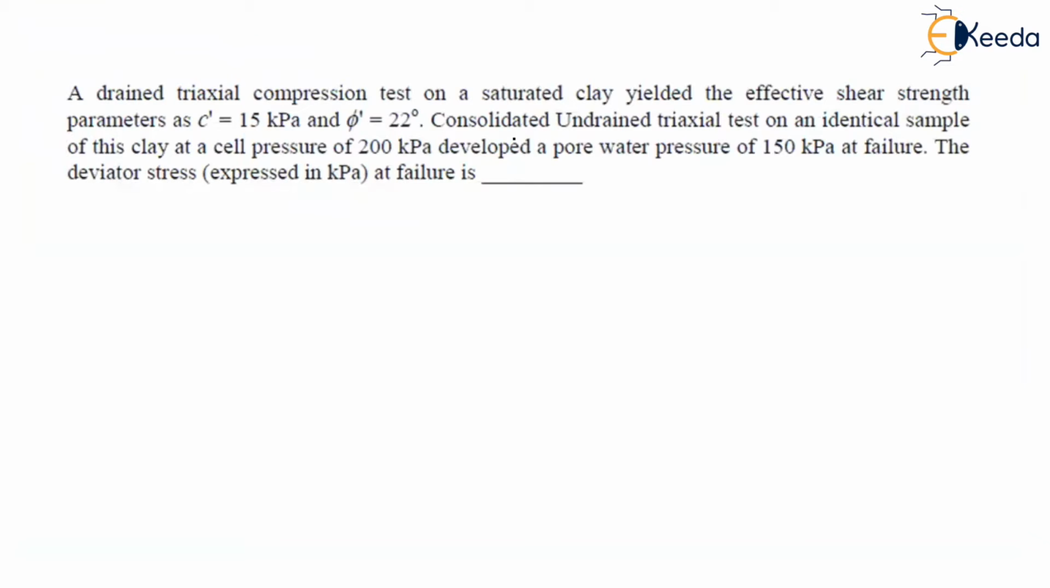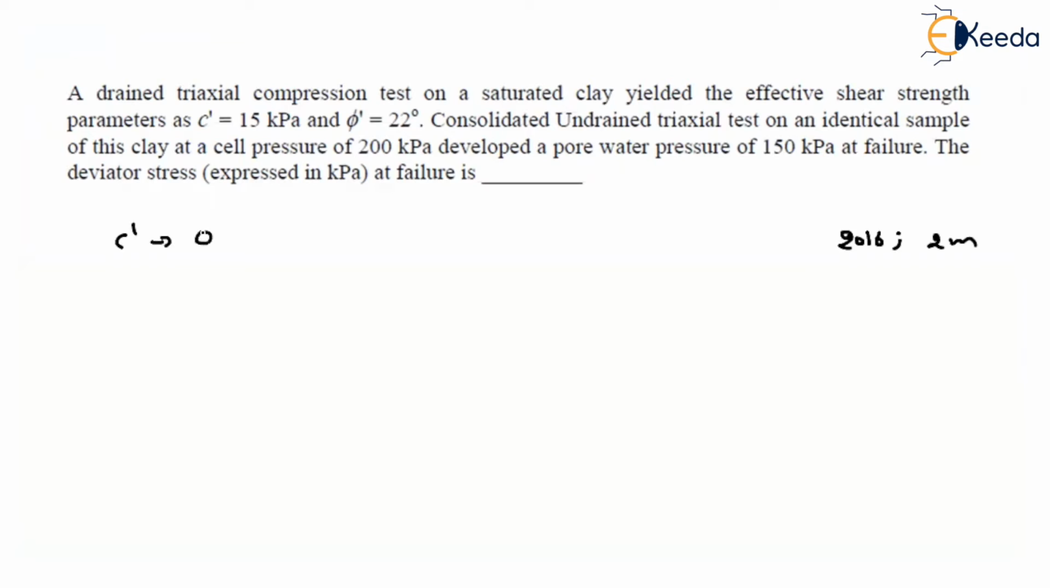A drained triaxial test. This is the question given in the year 2016 for 2 marks. Now let us first understand the question. What is the given data? A drained triaxial compression test on a saturated clay yielded the effective shear strength parameters. It is a CD test, cell pressure is given, pore water pressure is given. They're asking us to find out the deviator stress. Can you find it or not?